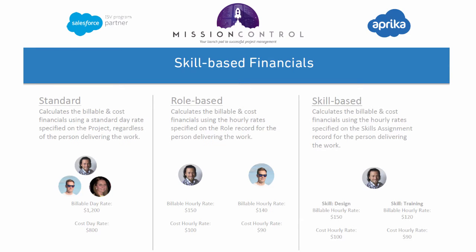The new option we're pleased to be introducing is a skills-based financial method. This allows you to calculate the billable and cost financials using the hourly rates specified on the skills assignment record for the person delivering the work. You can see in this example, for Colin, when he's working on a project and he's using the skill design, we'll be billing him at $150 an hour and we'll be paying him $100. If he's using the training skill, he will be billed out at $120 an hour and we'll pay him $90 an hour. Let's take a look at this inside Mission Control.